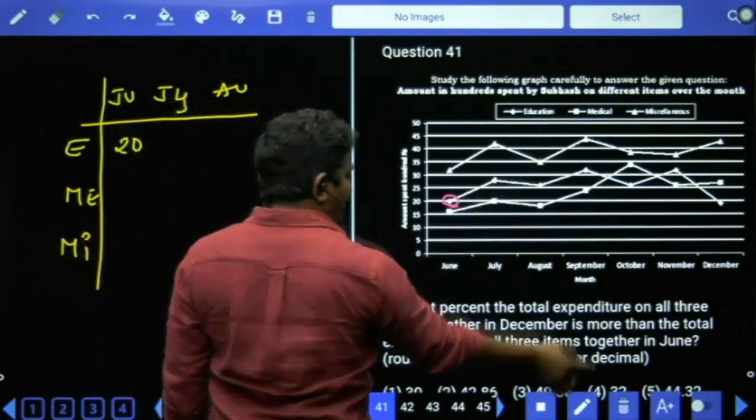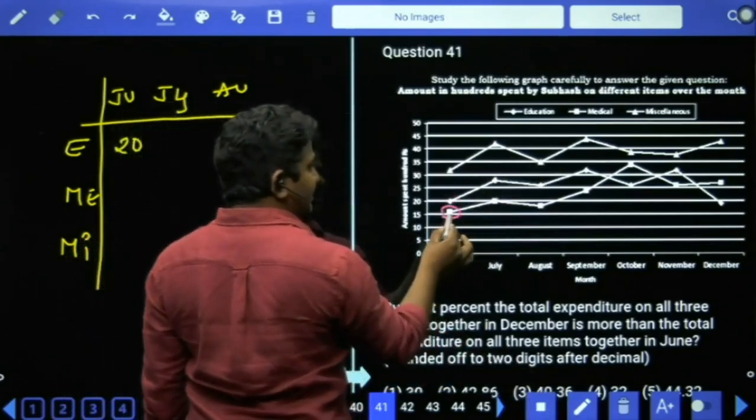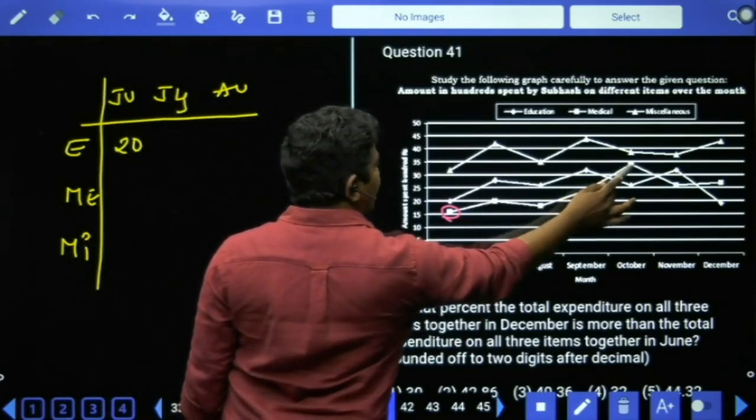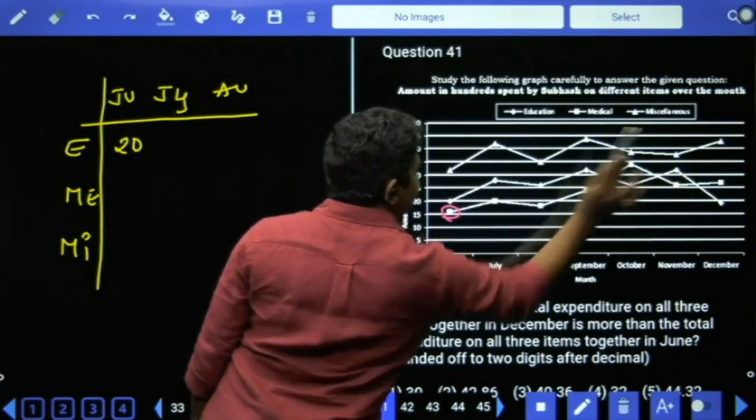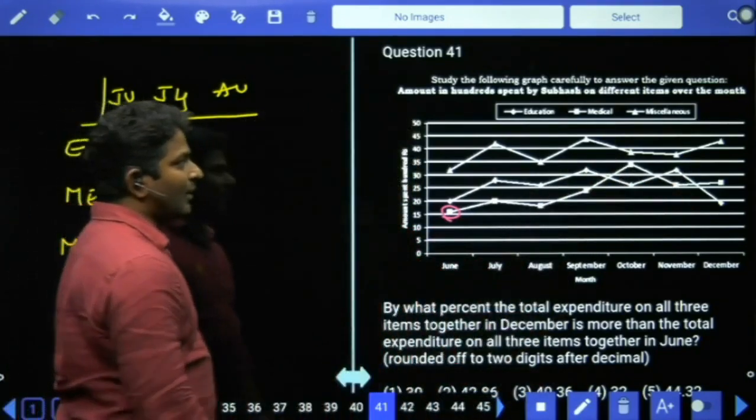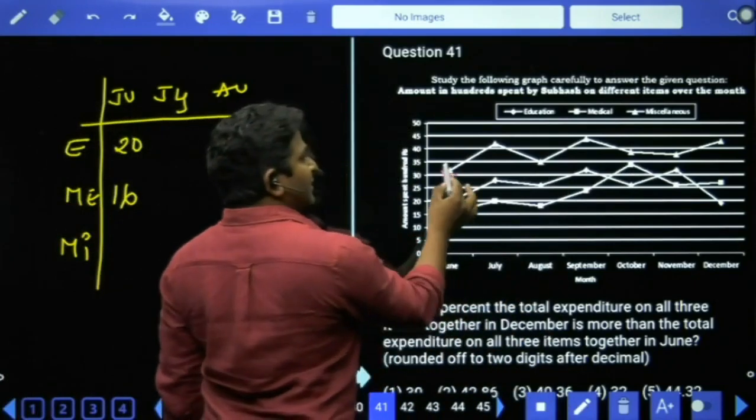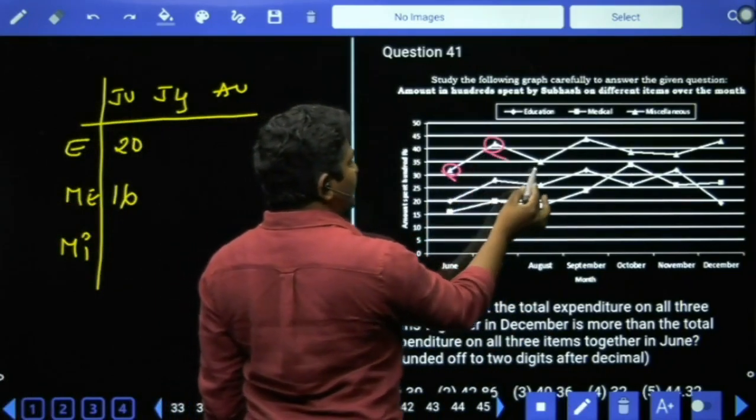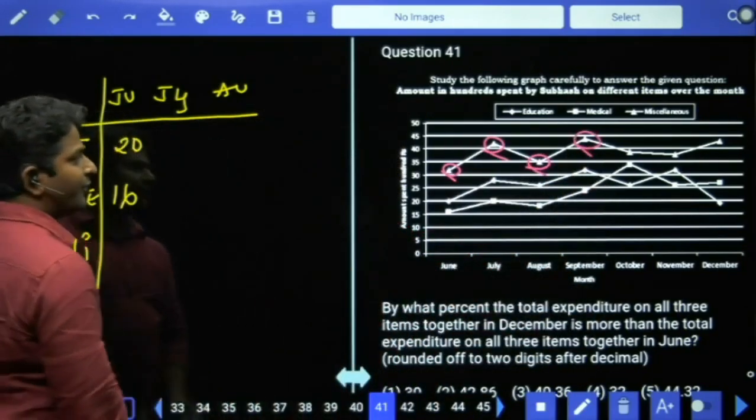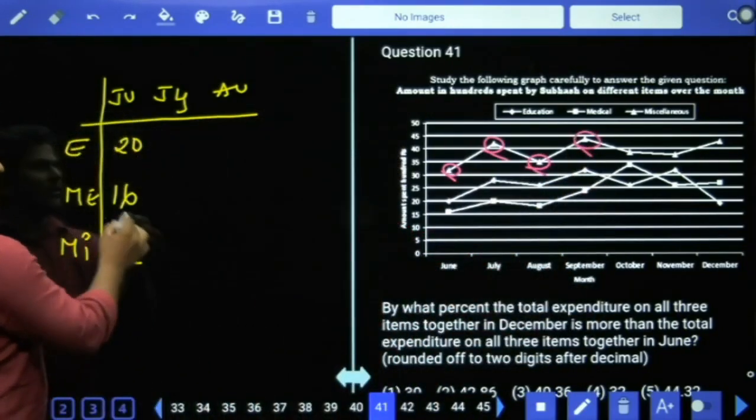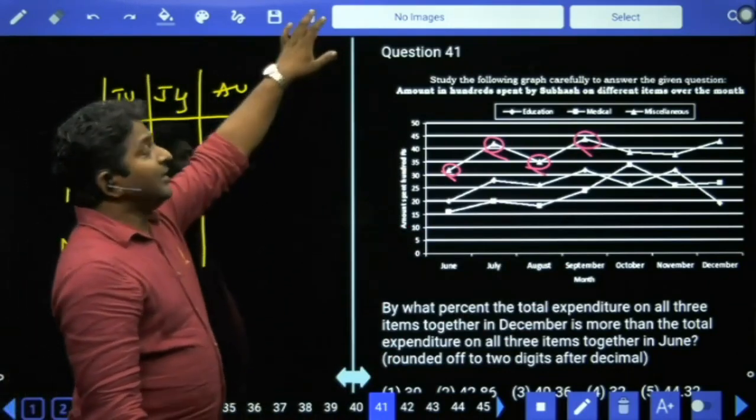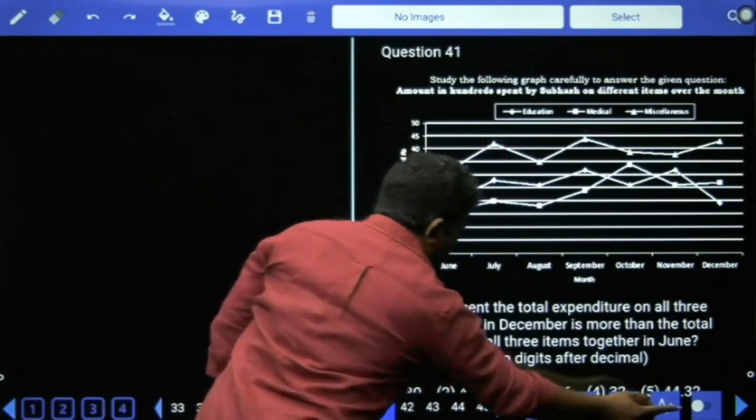Medical. Medical is this one: 16, 20, 18, 24, 34, 26, 27. So here it is 16. Miscellaneous: 32, 42, 35, 43, 44, like that. So 32. So once after preparing the table for all the months, then you can start questions.